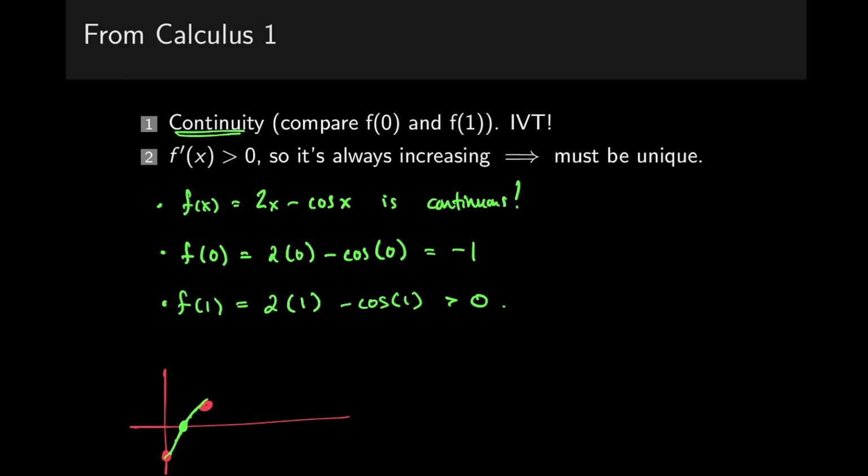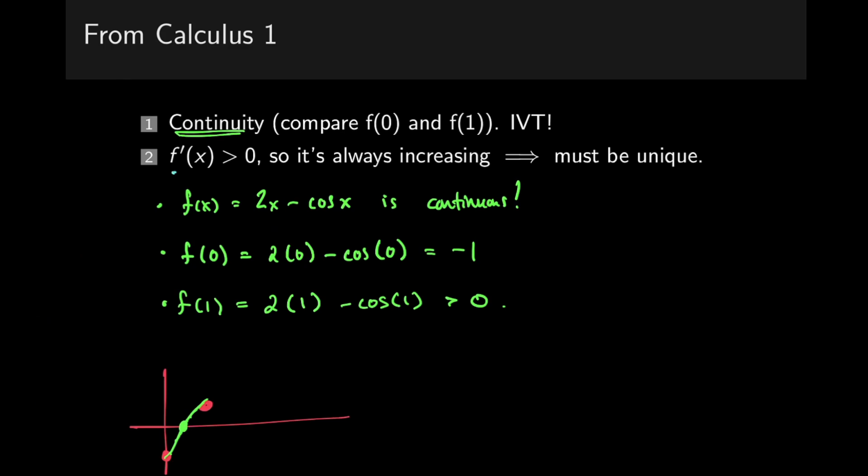The other insight is, okay, we know that it has to cross there, but the question is, maybe it does it a bunch of times, right? It could, since it's got a cosine, it could be oscillating and going back and forth, right? Something like that. So how do we know it's the only solution?